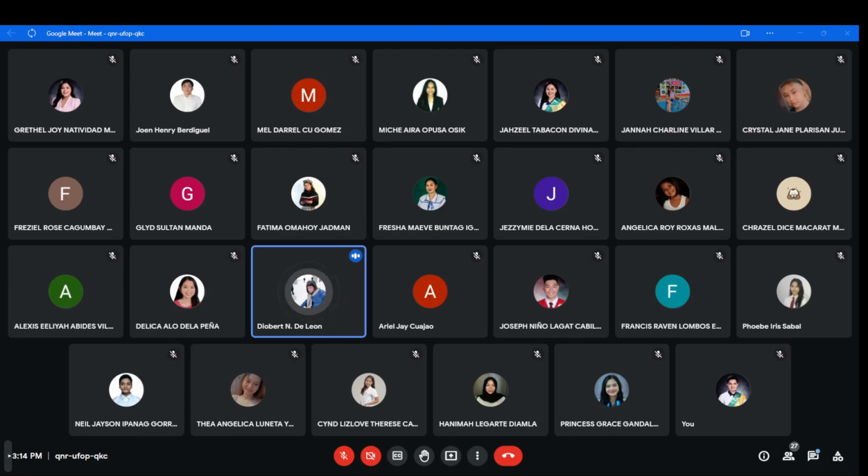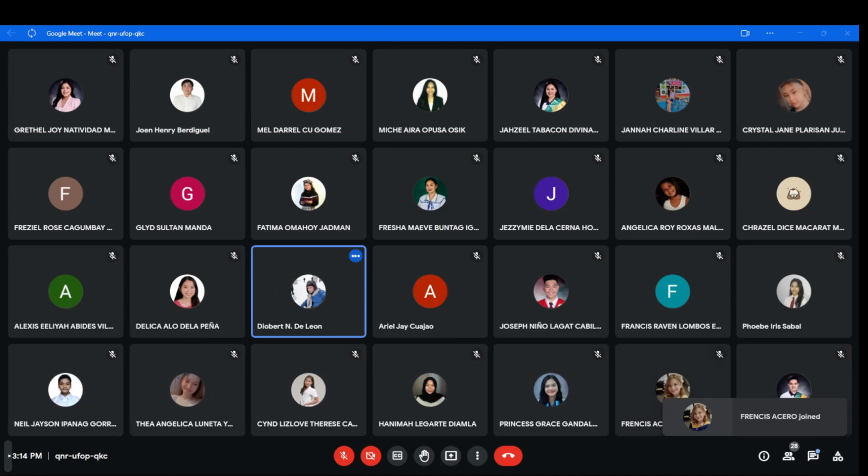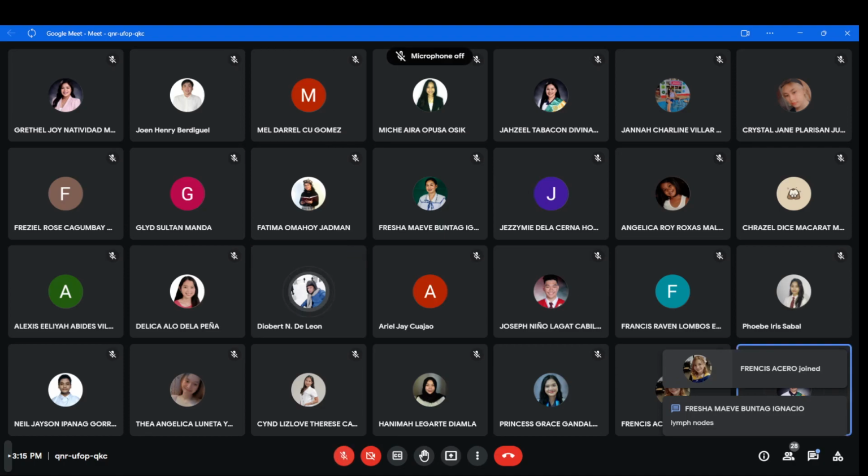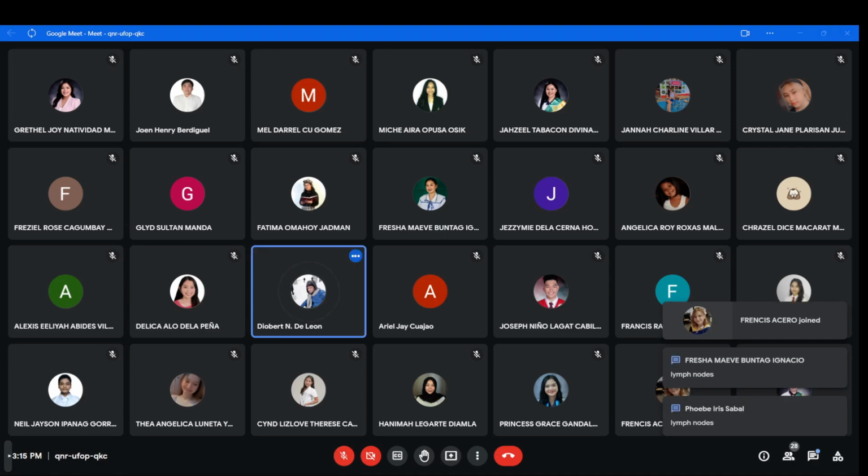Number 11, a small bean structure that is part of the body's immune system is called spleen, lymph node, thymus, marrow, or none of the above. Okay. What's your answer? Lymph node. That's correct. Okay, number 12.